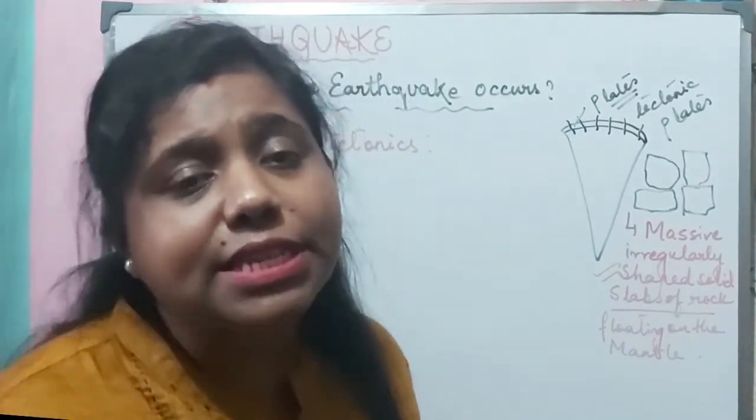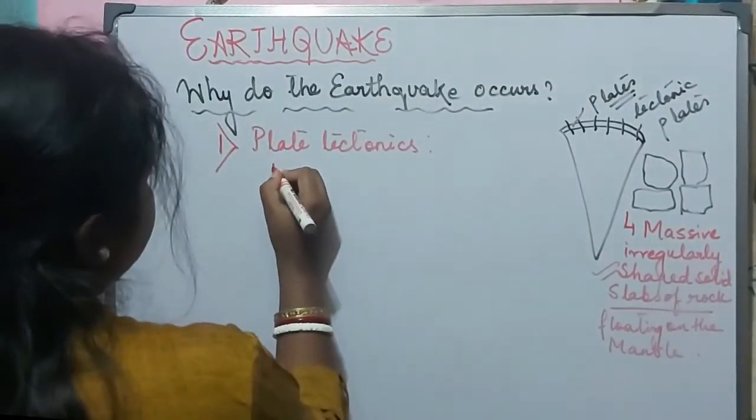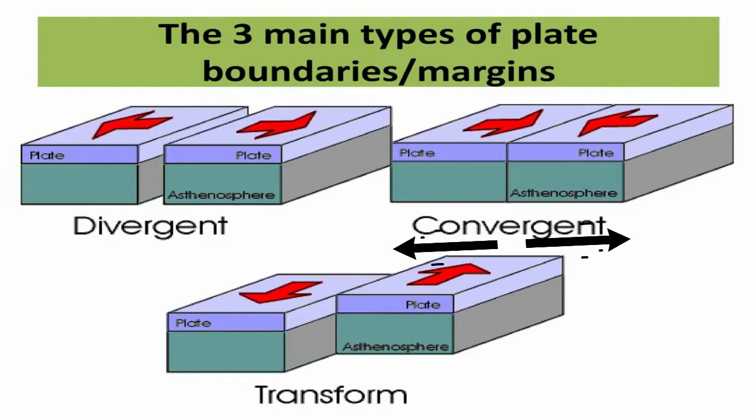There are 3 types of plate boundaries. Number 1, the convergent plate boundaries.